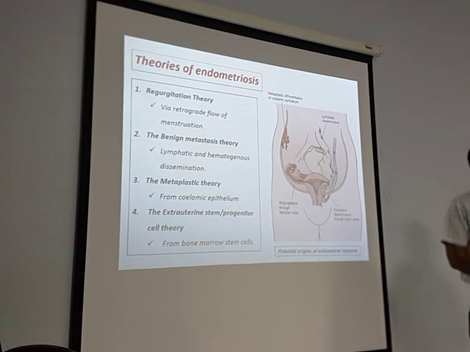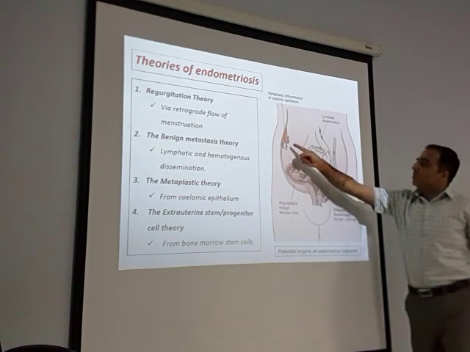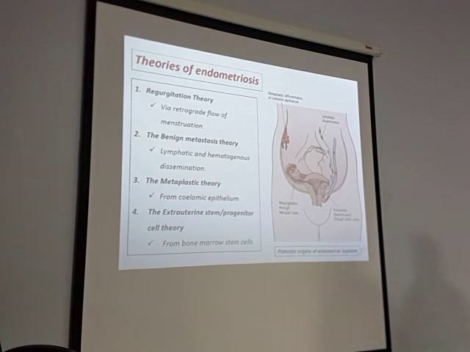Then another theory is the metaplastic theory. What do you mean by metaplastic? You know, all this epithelium is derived from the coelomic epithelium. Embryology, coelomic epithelium. Okay? So there are stem cells. These stem cells can differentiate along all the lines. So these stem cells from the coelomic epithelium can give rise to the endometrial implants. So no regurgitation, no lymphatic or hematogenous spread, but arising from the stem cells in the coelomic epithelium.